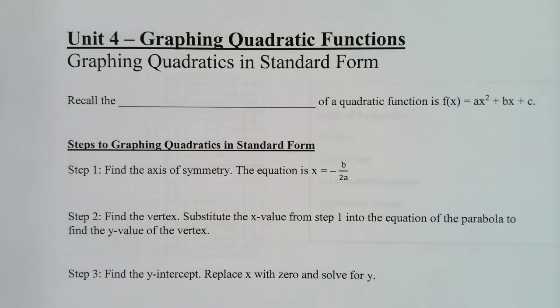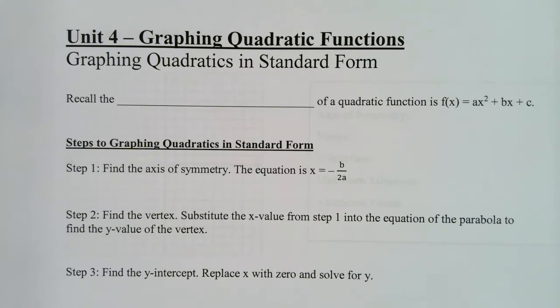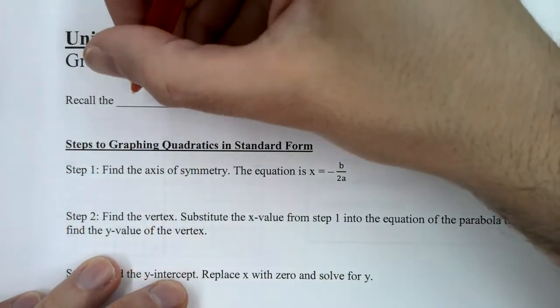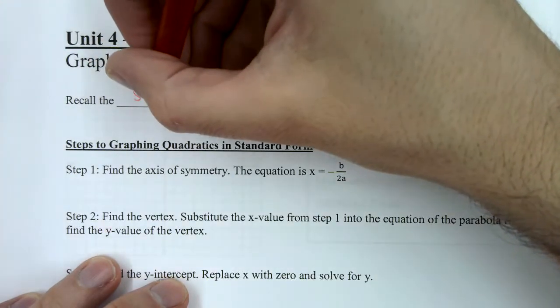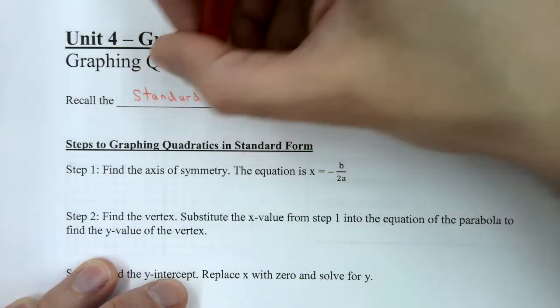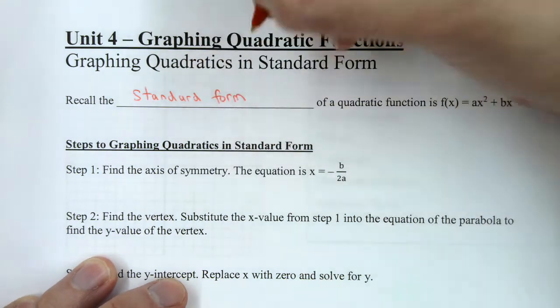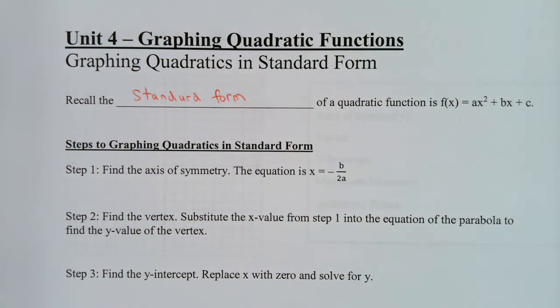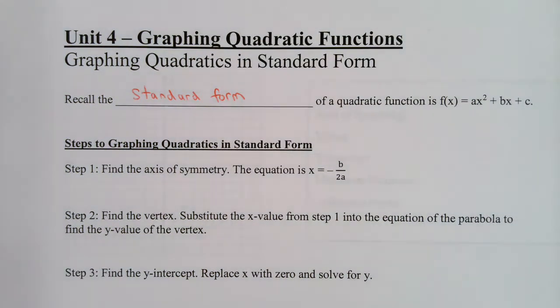Okay, so this is lesson 2 in unit 4. The lesson is called Graphing Quadratics in Standard Form. Just real quick, recall from lesson 1 that the standard form of a quadratic function is f of x equals ax squared plus bx plus c.